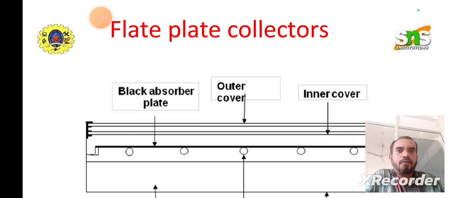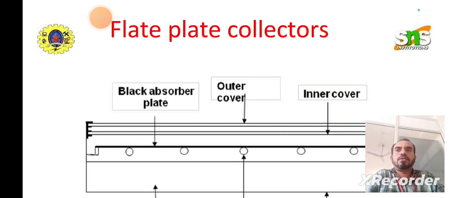Now, in that, we first concentrate on two collectors. One is the flat plate collector and the second one is the evacuated collector, which are both non-concentrating collectors. The major difference between the two kinds of collector is that one is non-concentrating and the other is concentrating. So flat plate collectors come under the non-concentrating collectors.